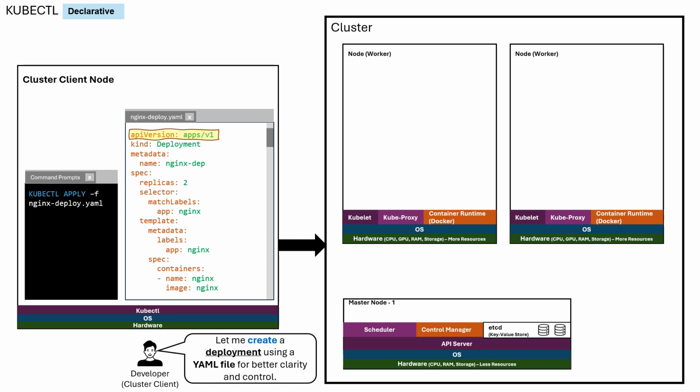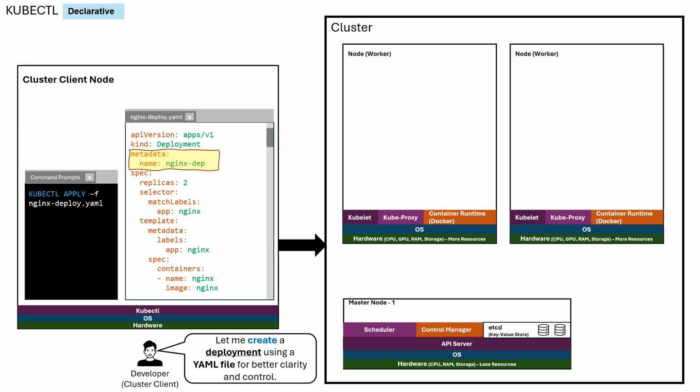The first part, apiVersion, specifies the version of the Kubernetes API that the resource belongs to. It tells Kubernetes which API version to use to process and manage the resource. The next part is kind, which specifies the type of resource you want to create or manage. For example, kind: Deployment tells Kubernetes that this YAML file defines a deployment resource.